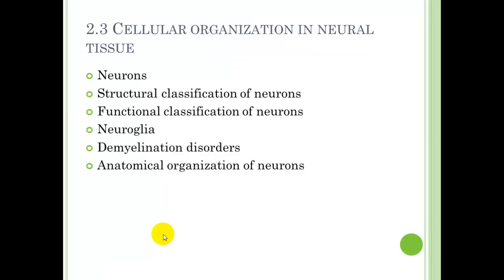2.3, cellular organization in neural tissue. And in this we're going to talk about, and there's lots of terms in this, neurons, structural classifications of neurons, functional classifications of neurons, neuroglia, demyelination disorders, and anatomical organization of the neurons.